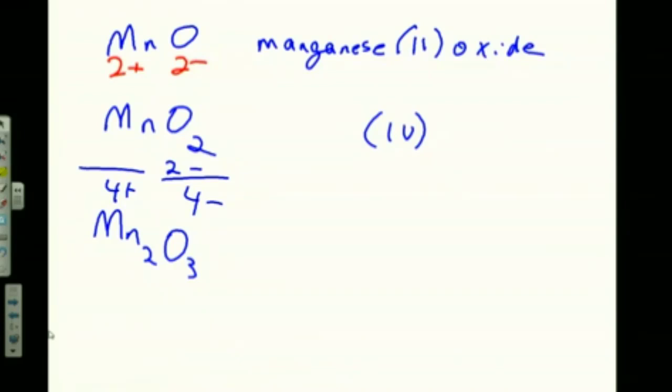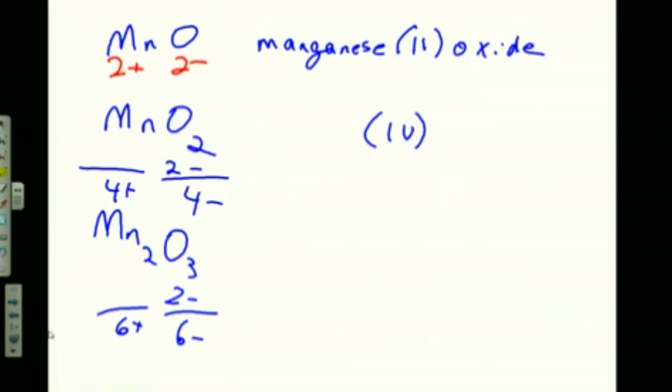Okay. Now this one's harder. What's the charge on oxygen? 2 minus. So what's my total negative charge? 6 minus. Now the total has to be 6 plus, doesn't it? But there's 2 of them, isn't there?